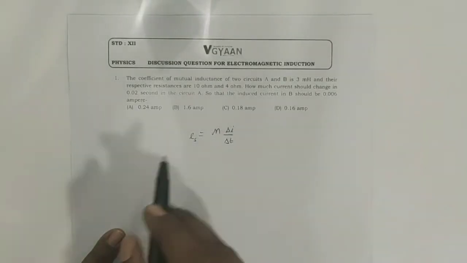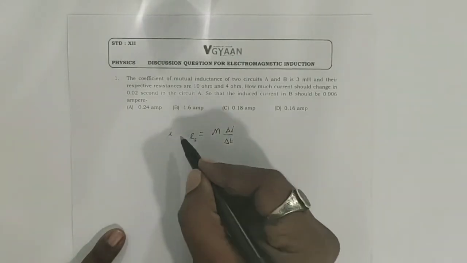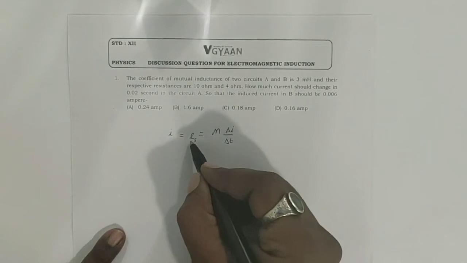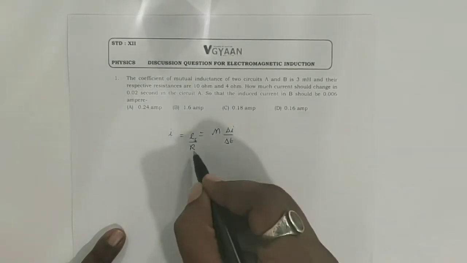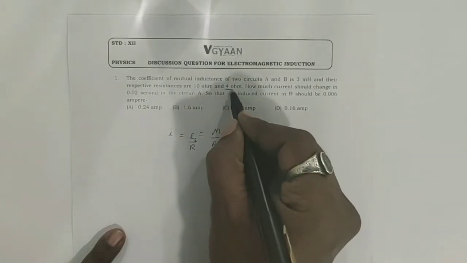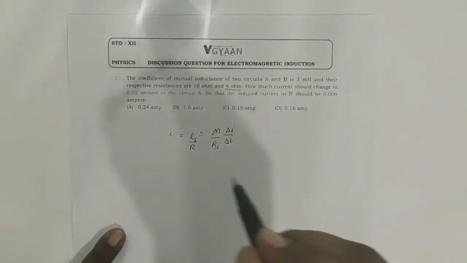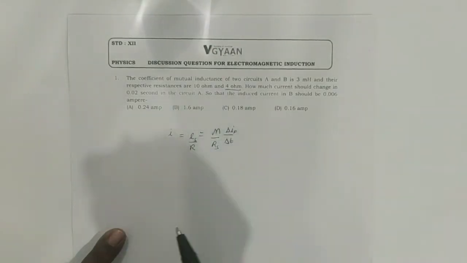However, this gives me the EMF. I don't want the EMF, I want the current. So for current, I is equal to ES upon resistance of the secondary coil. Now the resistance of the secondary coil is given over here as 4 ohm. Now if I substitute all the values that we have to find the change of current in the primary coil.